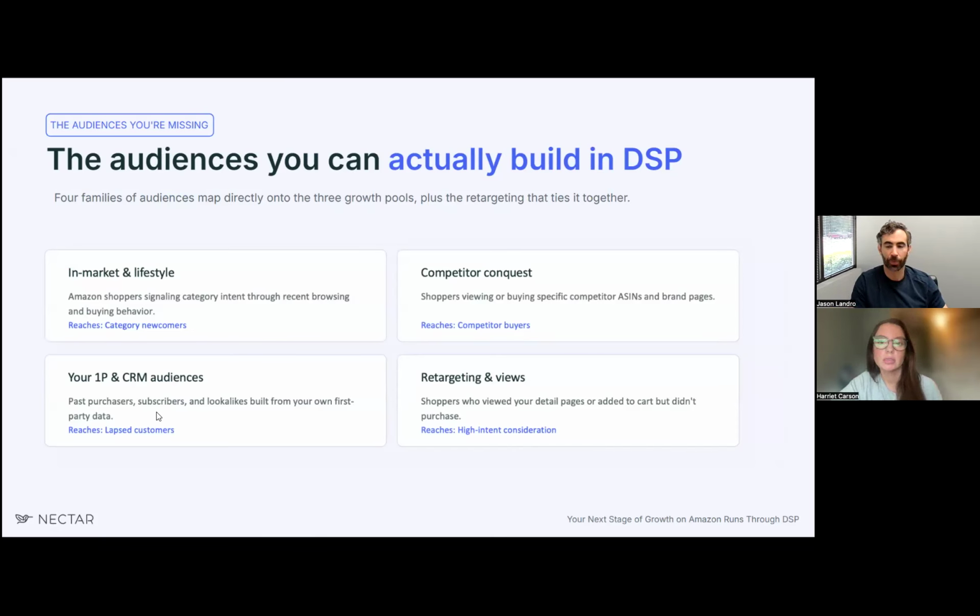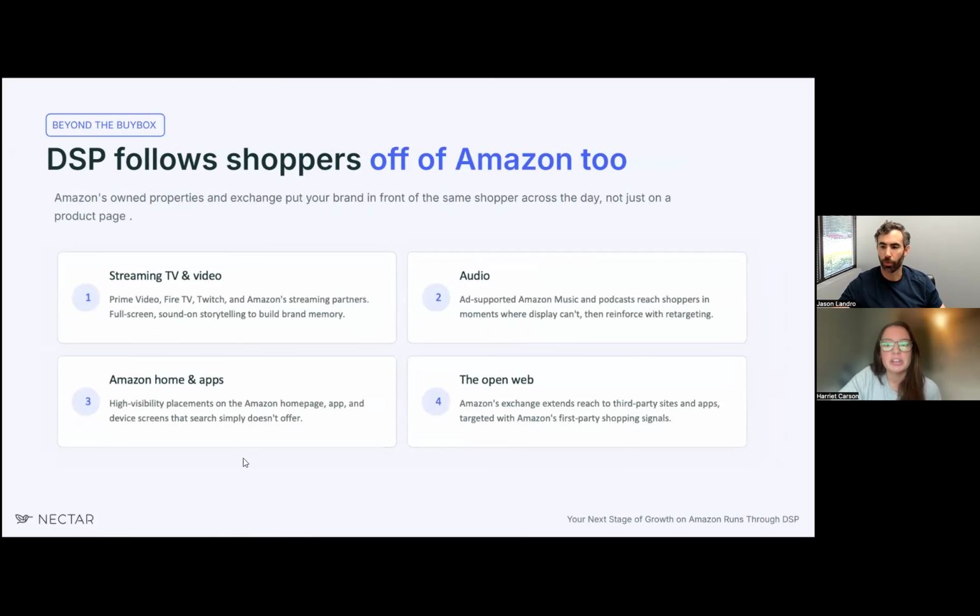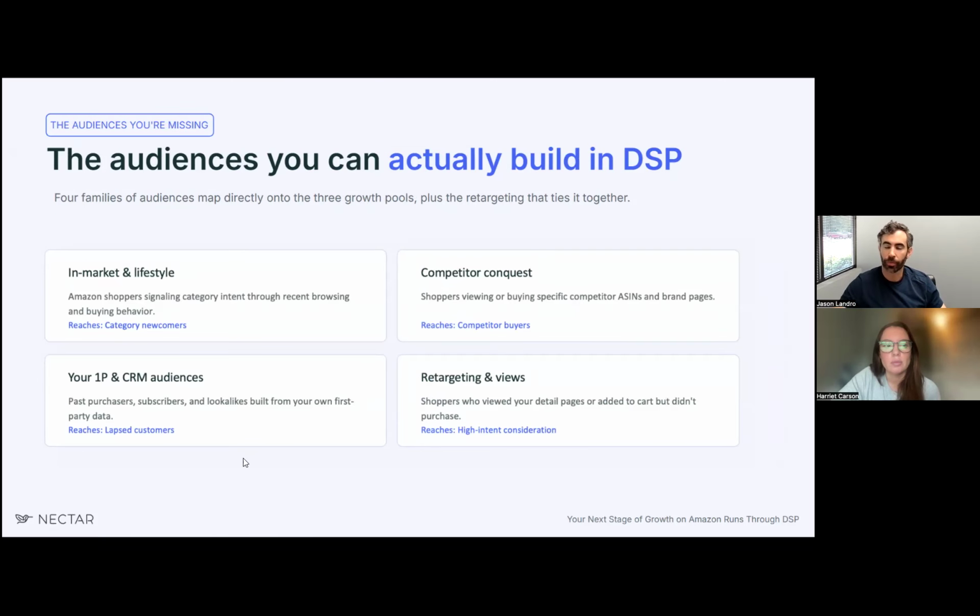Yeah, so we talked a little bit about where DSP reaches shoppers. Now let's talk about who we're actually targeting. So one of the biggest advantages of DSP is we're no longer limited to keywords. Instead, we can build audiences around shopping behavior. At Nectar, we generally think about four core audiences.